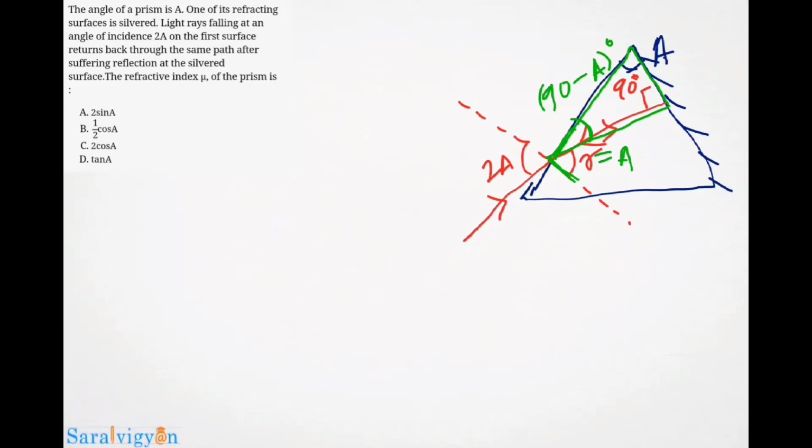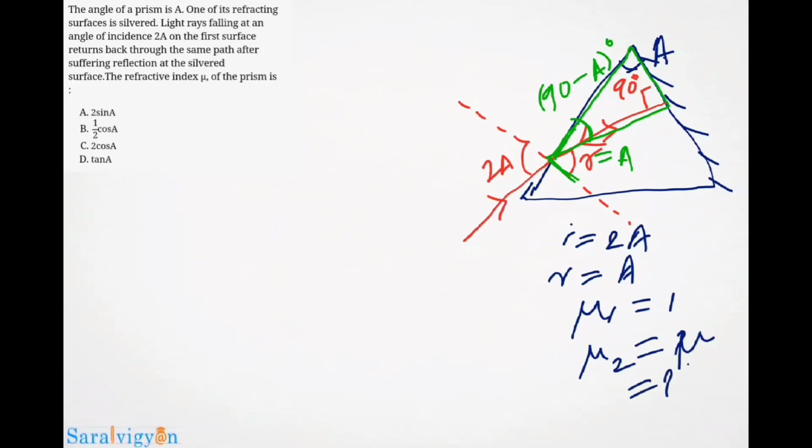Now what all information can we get till now? Till now we have angle of incidence 2A, then we have angle of refraction A. Since the other medium is air, mu 1 is equal to 1 and mu 2 is what we have to find. That is, mu is what we have to find. Now we can use Snell's law. We know Snell's law is sin i by sin r is equal to mu 2 by mu 1.